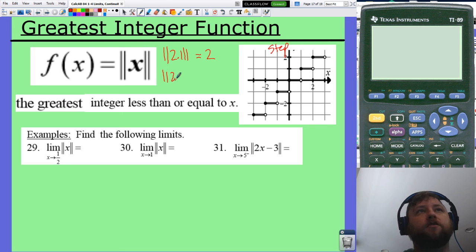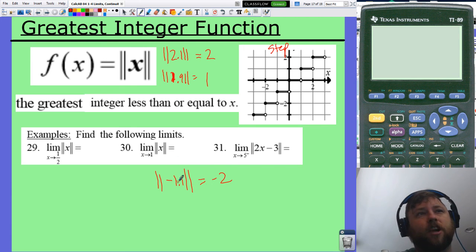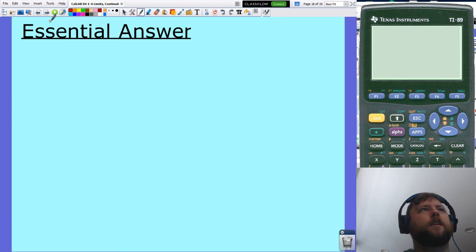If I said 1.9 greatest integer, it would be 1. However, if I said the greatest integer of -1.1, this actually is -2 because you have to go down. It's not just chopping off the decimal. Okay, we'll do more of those examples in class. And that's going to be it.